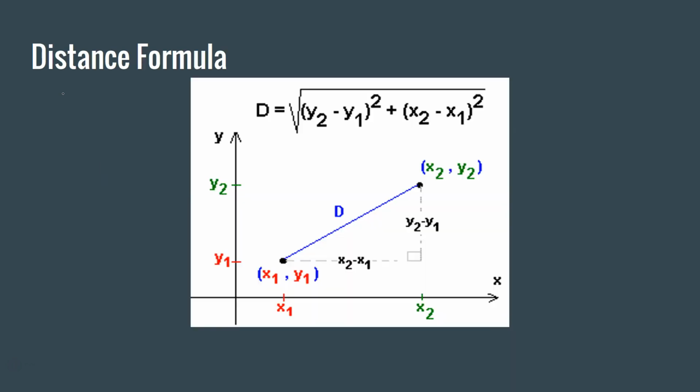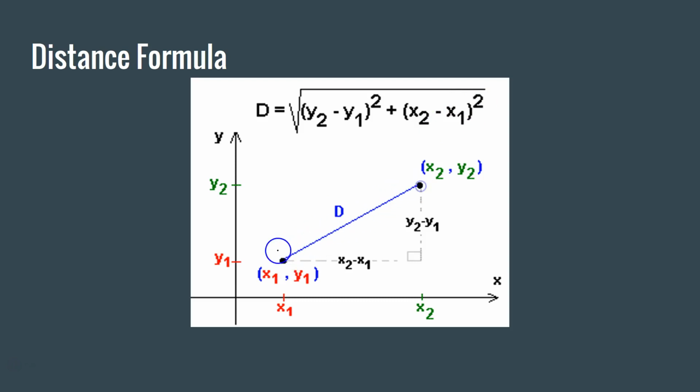Alright, first thing that we're going to do today is go over the distance formula. D is equal to the square root of y sub 2 minus y sub 1, which is squared, plus x sub 2 minus x sub 1, which is also squared. We're trying to find D, which is this line segment here.